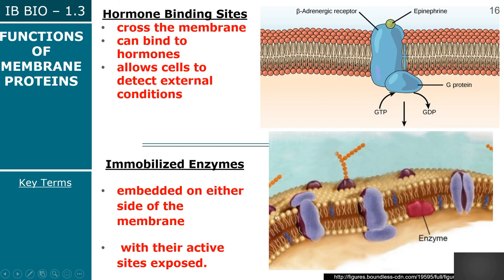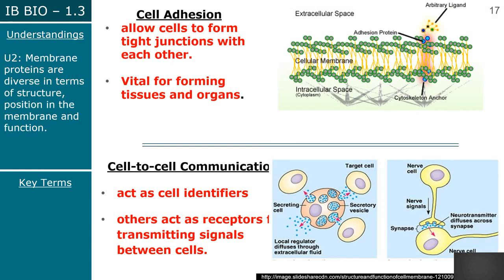The other kind of thing that you might have is an enzyme that's embedded inside the membrane, because maybe you want to do some chemical reaction at the membrane, and it can be on either side, inside or outside. But in either case, the active site is going to be exposed to either the exterior or interior of the cell because it has a job. It needs to catalyze some sort of chemical reaction. So you have those immobilized enzymes.